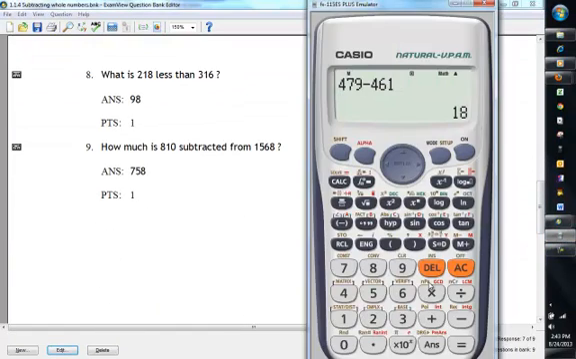Next one. There's a than again, so it's 316 minus 218, and you get 98. How much is 810 subtracted from? From is the third of our switch order words. To, than, and from are the switch order words. So we're going to put the 1568 in first, subtract 810, and we get 758.